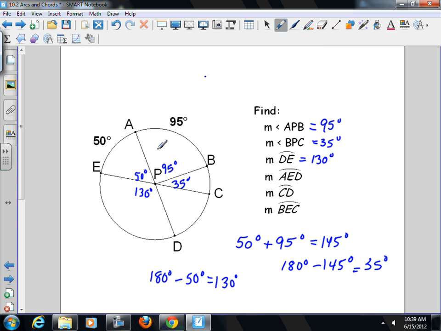Now, if we look at arc AED, notice that AED, I'm sorry, it corresponds with a straight line, I should say, as its angle. Well, that measures 180 degrees, so arc AED also measures 180 degrees.